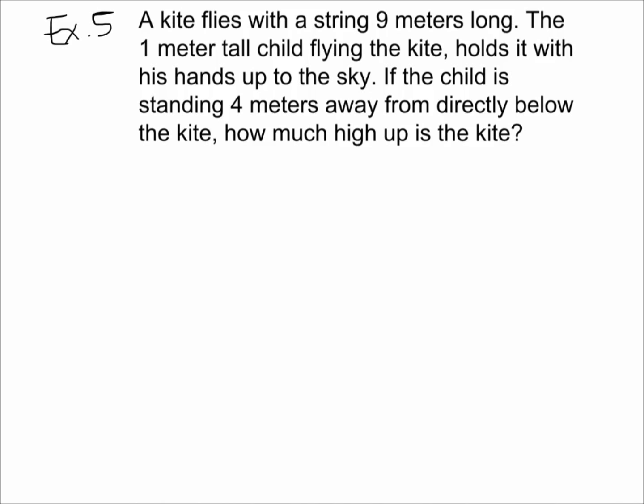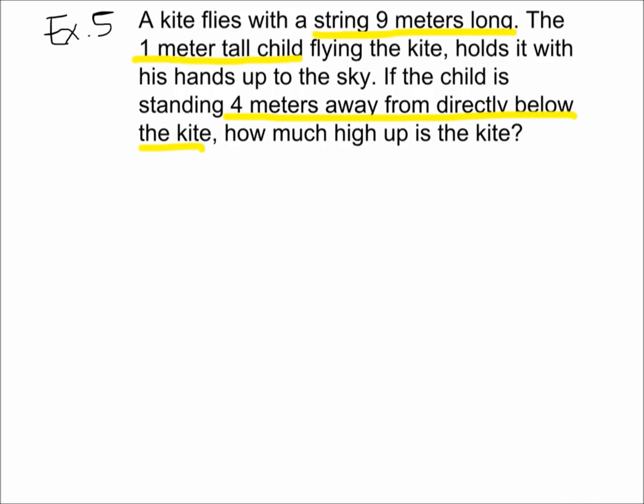Okay, so let's take this and translate this into some pictures. The first thing I'm going to do is highlight some important stuff. I saw that there was a kite flying in the sky and it was about 9 meters high. Or the string was 9 meters long, I should say. There's a kid, and the kid is 1 meter tall, like a meter stick tall. I also see that the child is 4 meters away from directly below the kite.